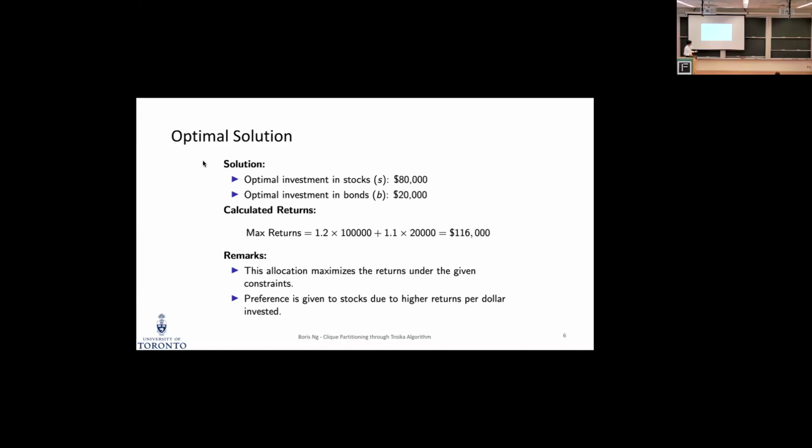There are many possible solutions that satisfy the constraints. However, the optimal solution is to invest $20,000 in bonds and $80,000 in stocks, which results in $116,000 in return. This is just to maximize the return given the constraints.